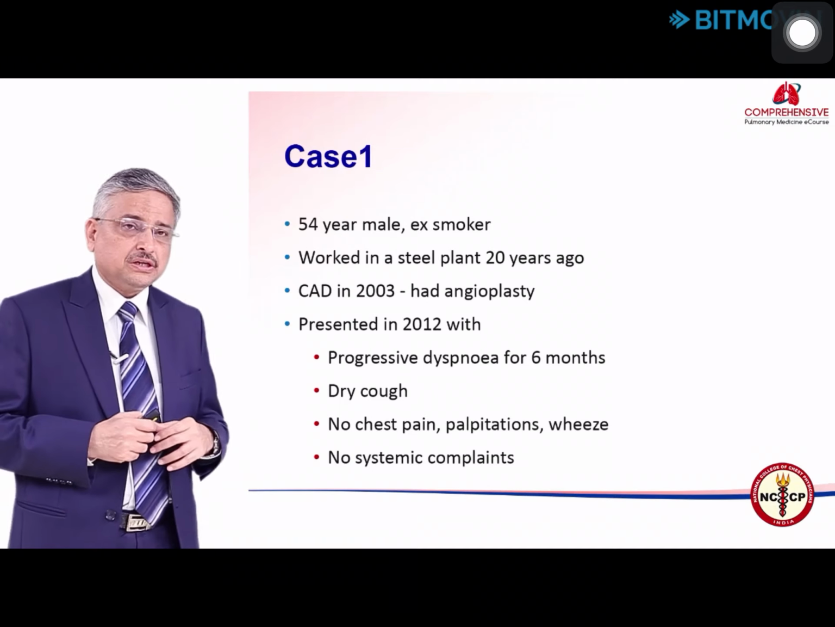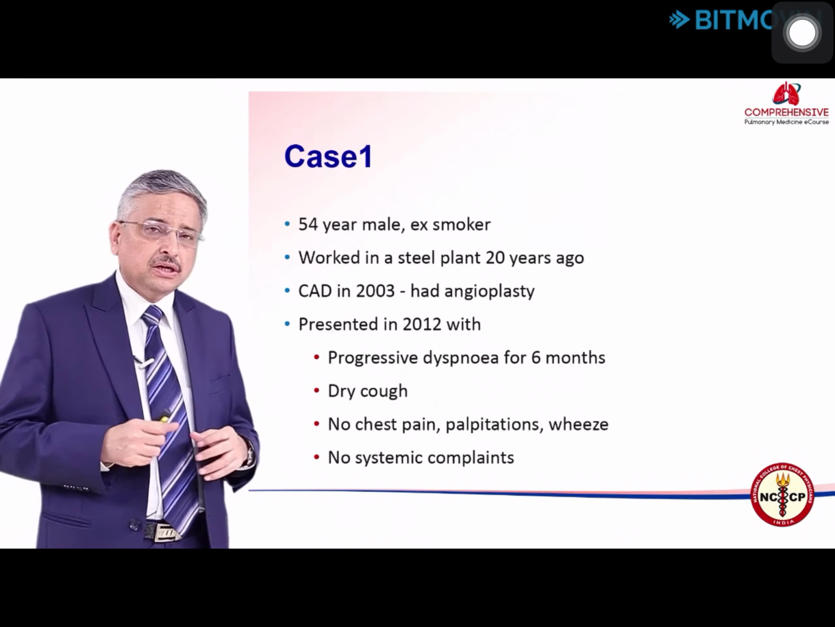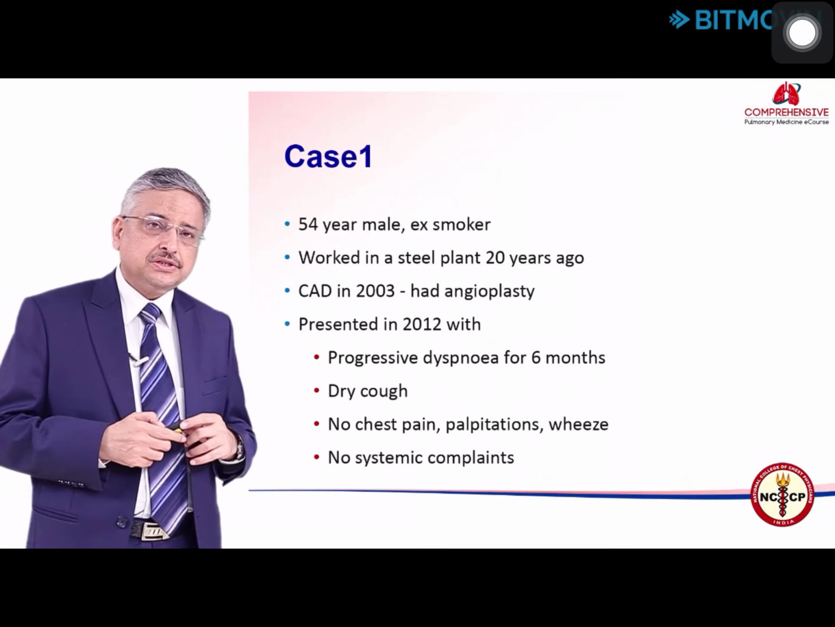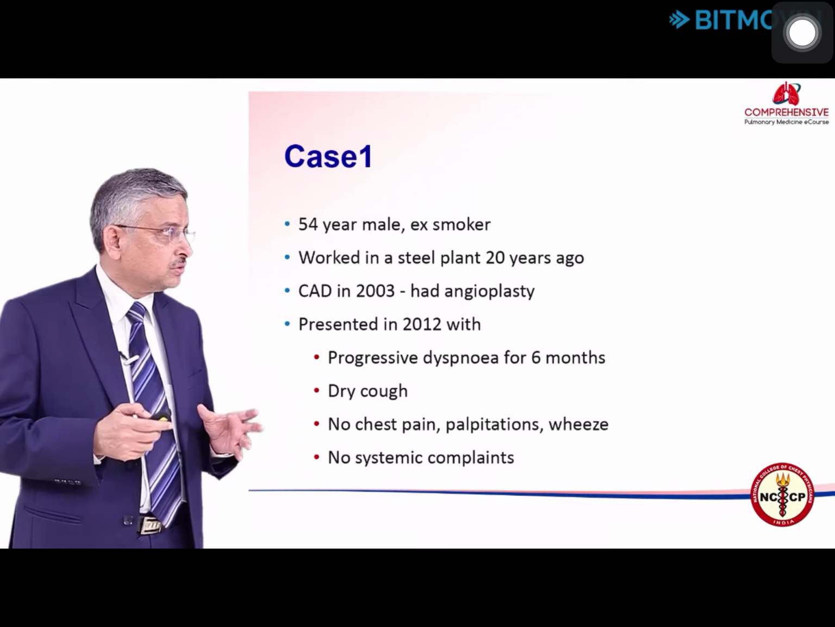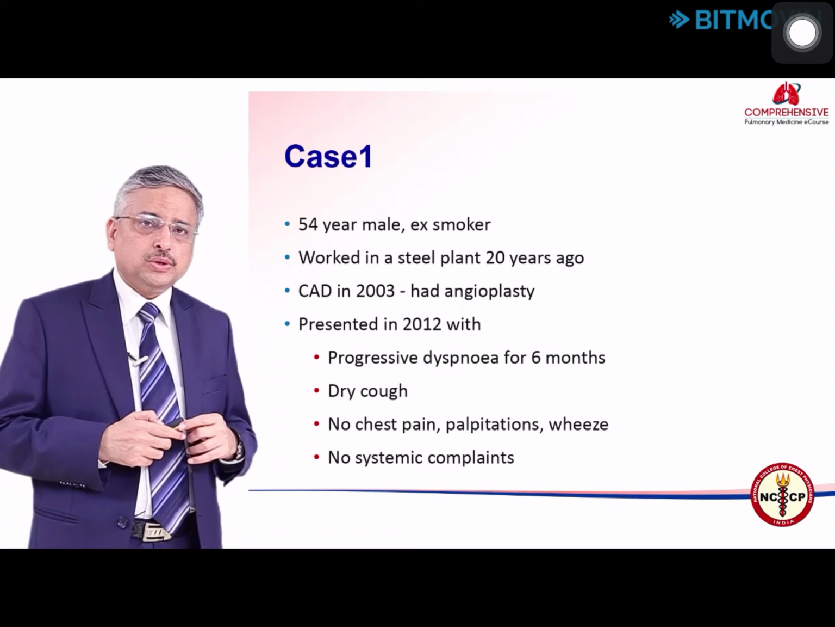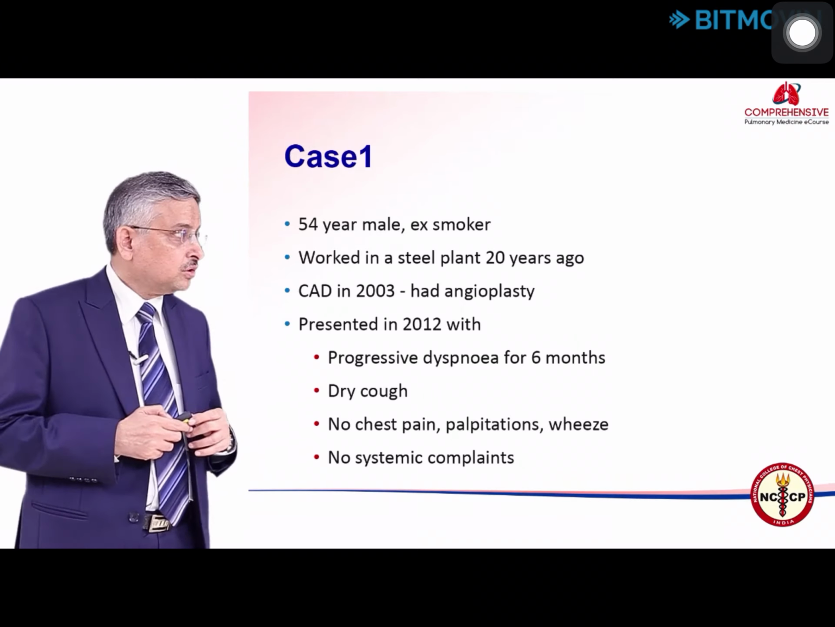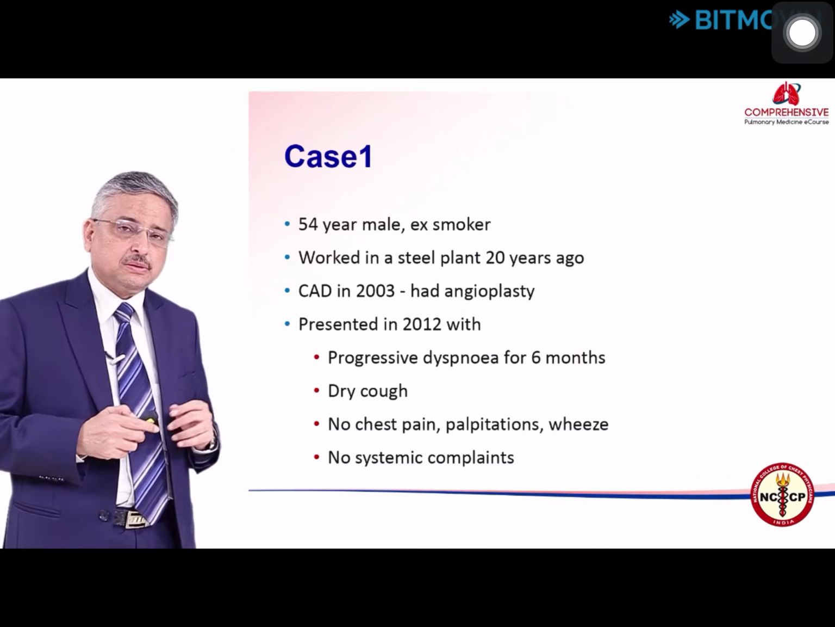Let us start with this relatively young, middle-aged person, a 50-year-old male, an ex-smoker. He worked in a steel plant for 20 years, and he had a history of coronary artery disease. In 2003, he had an angioplasty done, with which he recovered and was quite all right. Then in 2012, he presented to us with progressive dyspnea for 6 months and dry cough. There was no chest pain, palpitations or wheeze, and there were no systemic complaints.